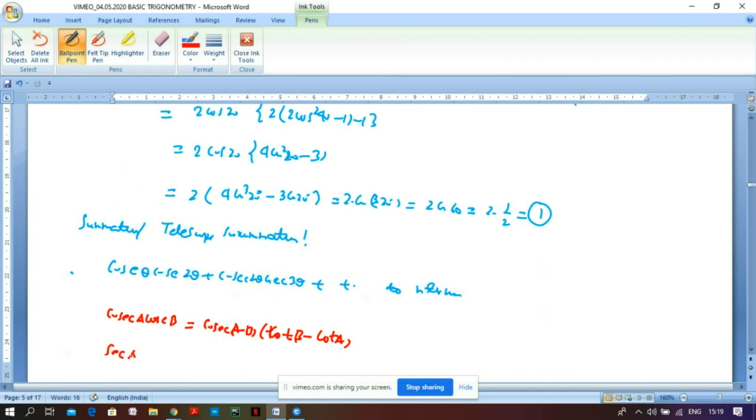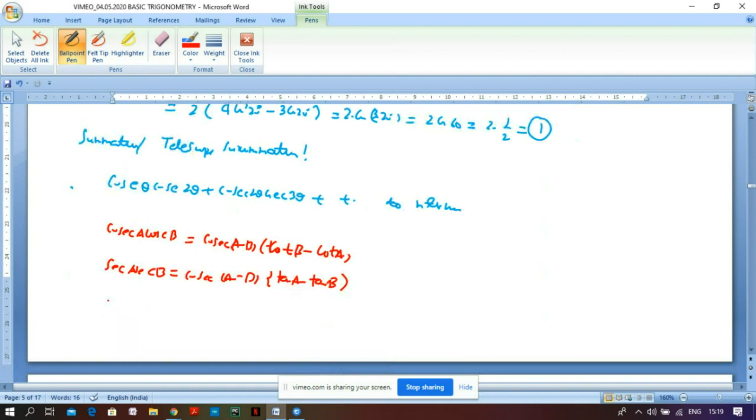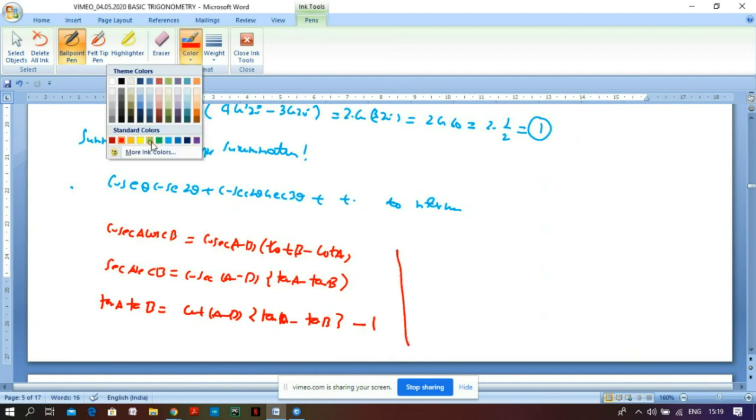If I have got sec A sec B, this kind of term, I can write it as cosec (A minus B) times (tan A minus tan B). And I can also write tan A tan B type of term as cot (A minus B) times (tan A minus tan B) and negate, minus 1. All these are fairly easy to derive, so one derivation will be good.